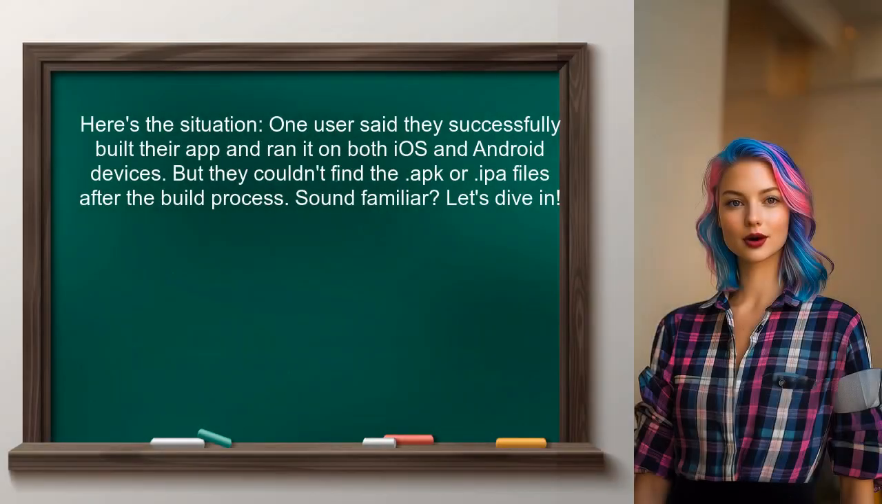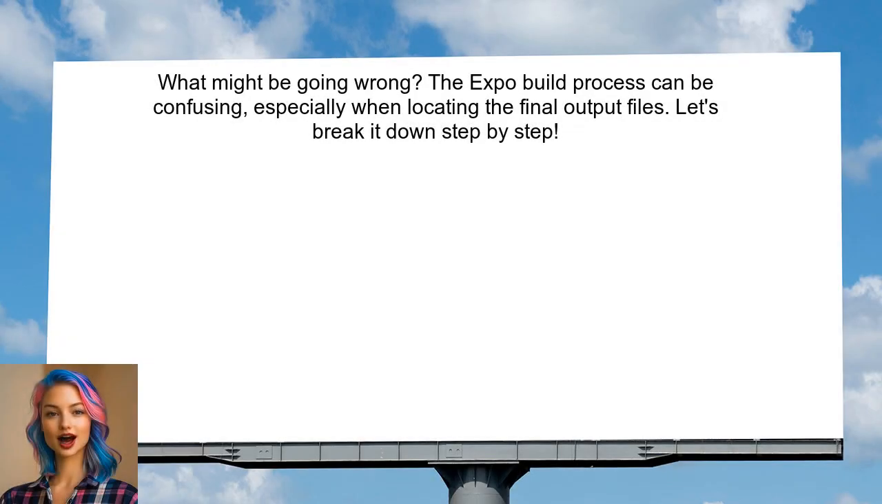Here's the situation. One user reached out saying they successfully built their app and ran it on both iOS and Android devices. However, they couldn't find the .apk or .ipa files after the build process. Sound familiar? Let's dive into this together. So, what might be going wrong?